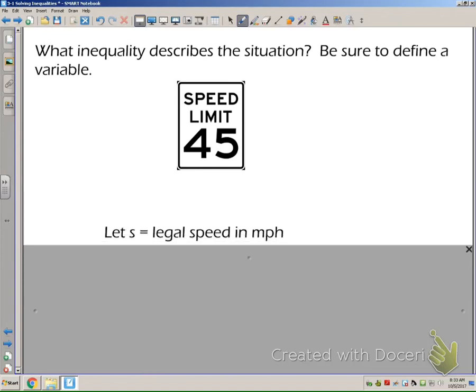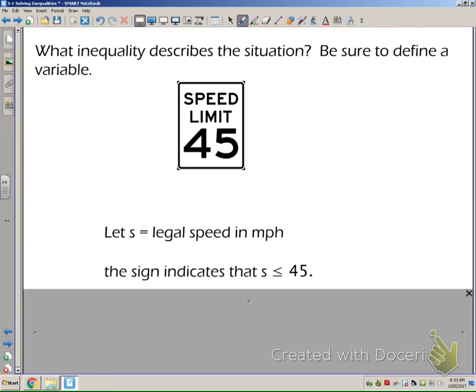So let's define our variable. We'll let S equal the legal speed in miles per hour. And so the sign then indicates that we can go less than 45 miles per hour, or we can go exactly 45 miles per hour. So the speed is less than or equal to 45 miles per hour.